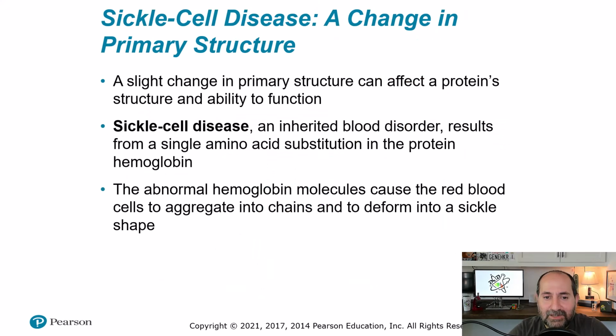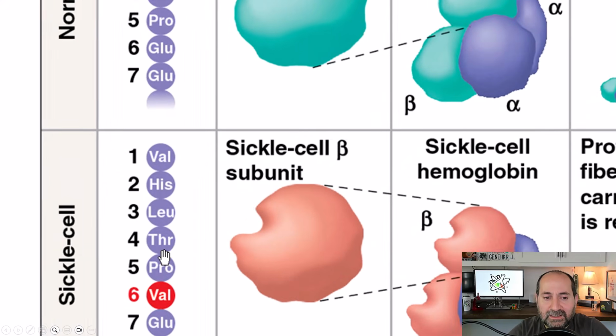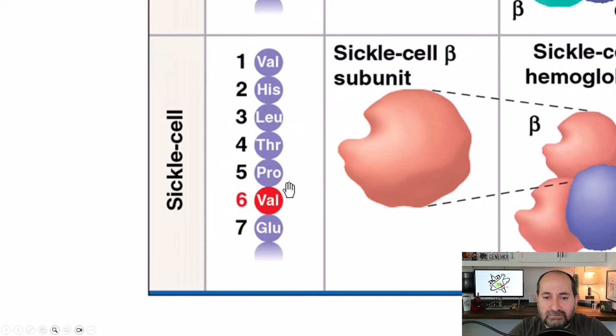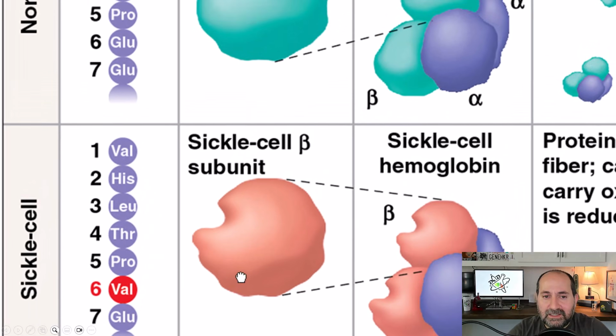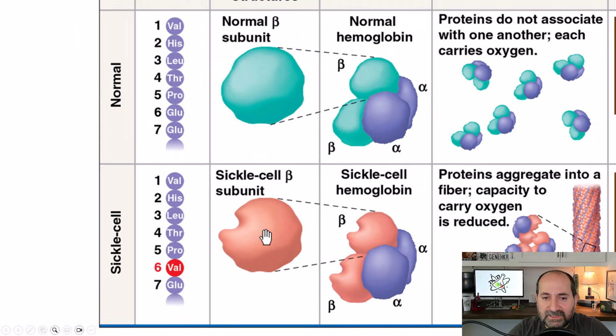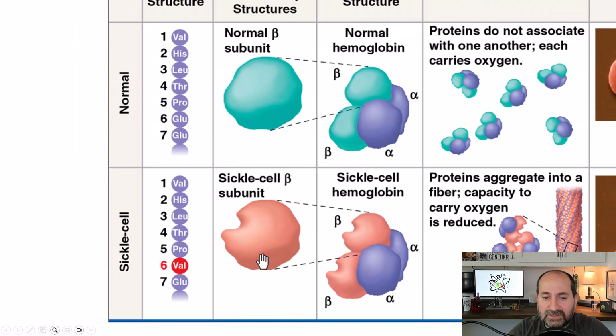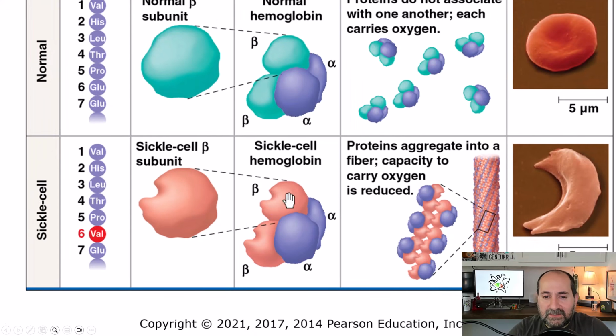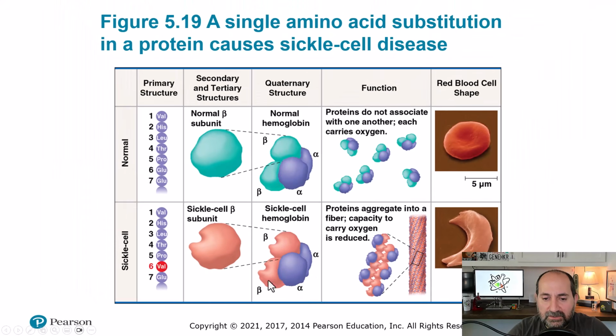And that's exactly what happens because these people have a gene mutation, which results in a valine in the 6th residue. That results in what's called sickle-cell beta subunit, which does not fold correctly, right? This is the properly folded beta subunit. This is the misfolded beta subunit. And look what happens. They still come together and form the quaternary structure with the other subunits, right? However, look what they have.